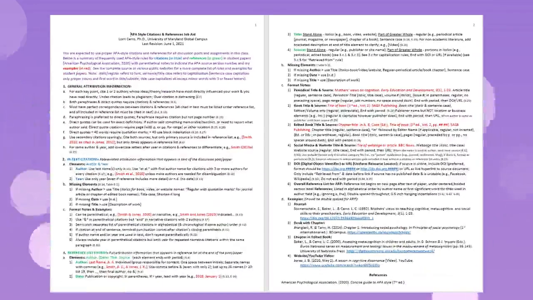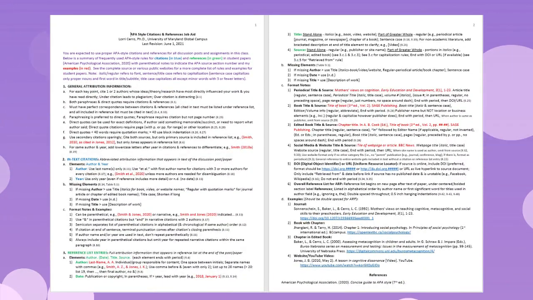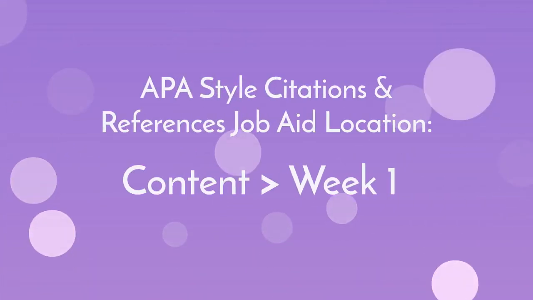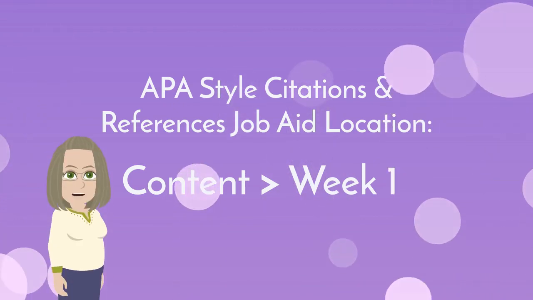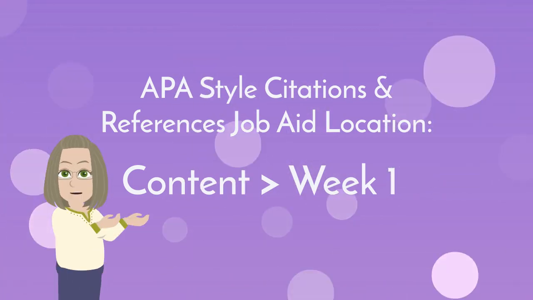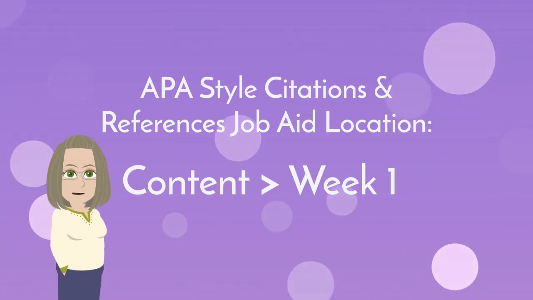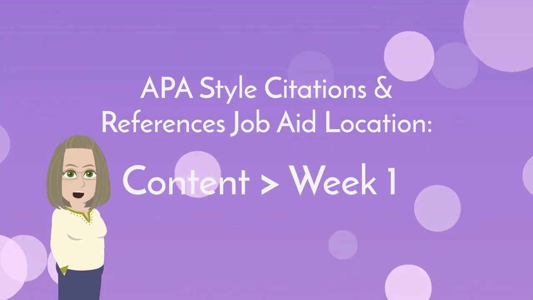I created a 2-page job aid that summarizes all the APA-style rules students need to use for citations and references based on the 7th edition of the Concise Guide to APA Style. This job aid is located in the Week 1 content area. You're not required to use this job aid, especially if you have another resource you're more comfortable using, but I like having all the applicable rules in one concise space, so I'm sharing my summary with you.